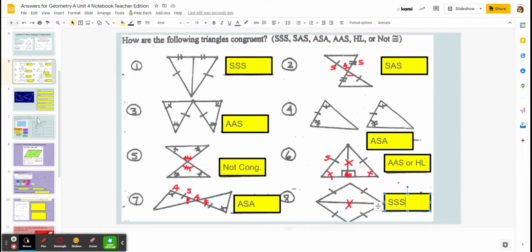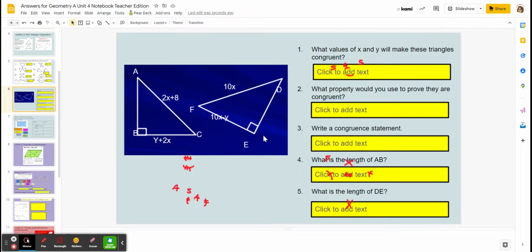All right. Let's look at the next slide, slide number 6. We have 2 triangles here. It says, what values of x and y will make these triangles congruent? So if we look at this, we have 2 right triangles.